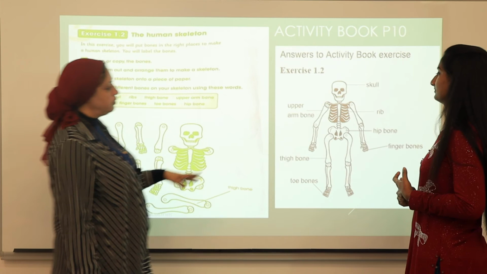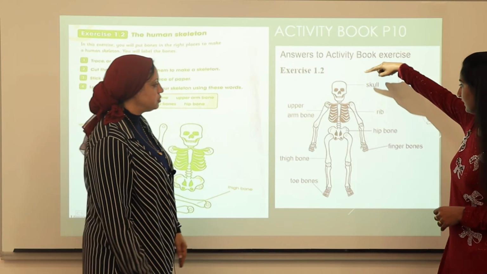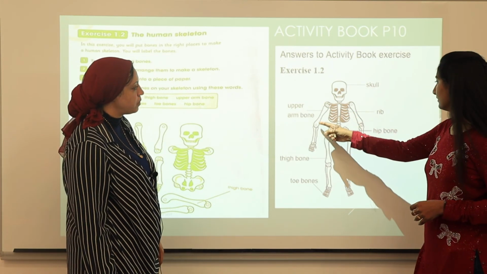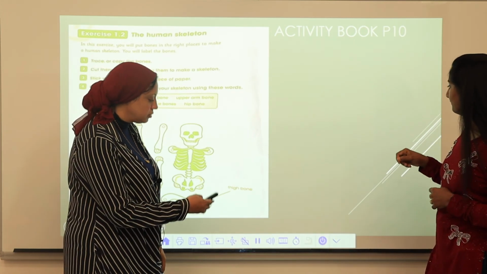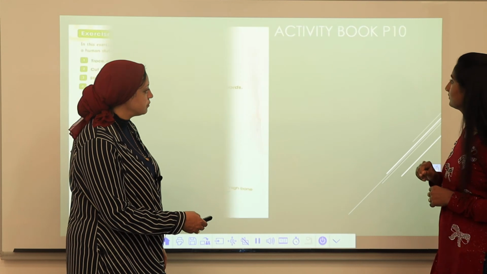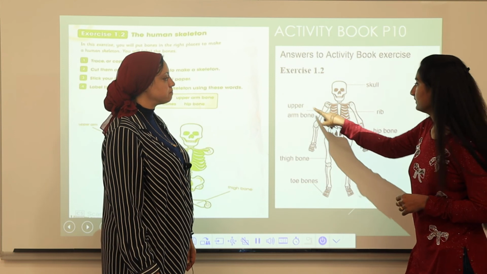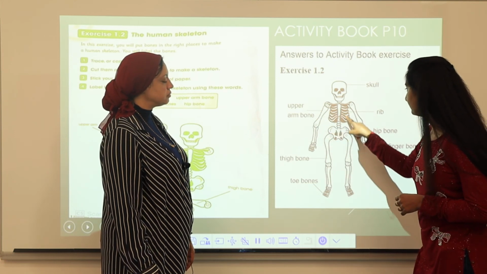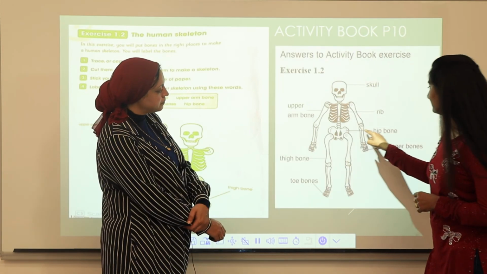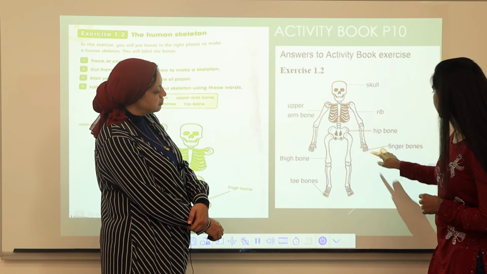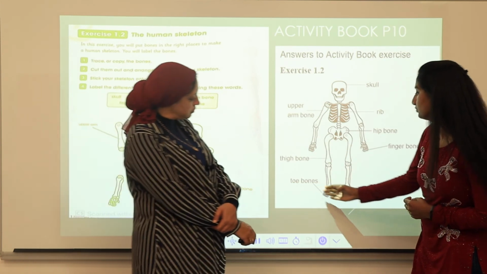After you finish, you can read for me the parts of the bones. Skull. Upper arm bone. Then rib. Yes. First, this is the skull, flat one. Then the upper arm bone. And this is the rib. It protects the heart and lungs. And this is the hip bone. Then finger bones. The thigh bone, the longest one. Then the toe bones.